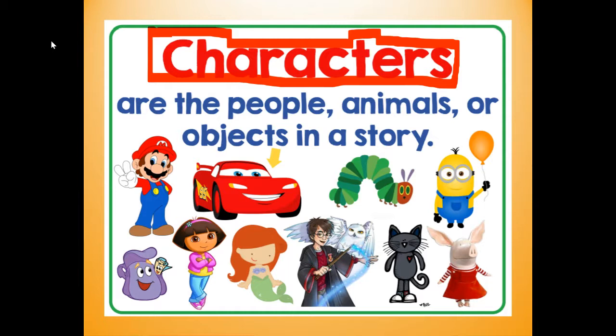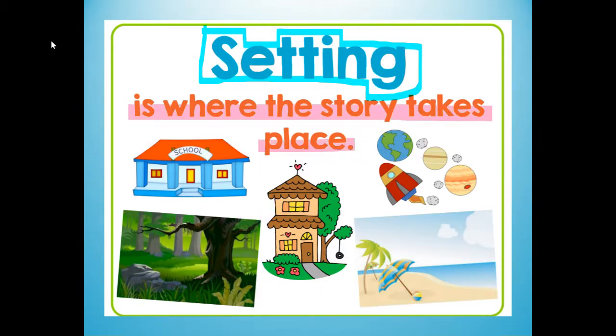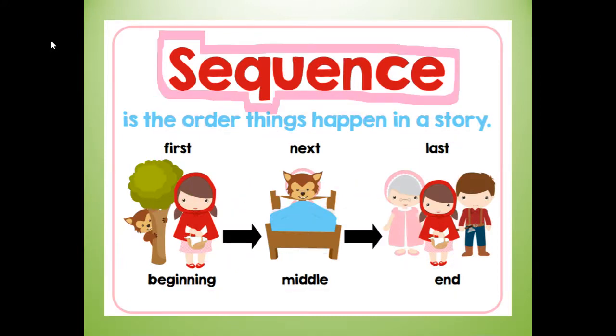Characters. Who are the characters? Characters are the people, animals, or objects in a story. Setting. What is the setting? Setting is where the story takes place. Sequence. What is sequence? Sequence is the order things happen in a story. You're going to write these sequence words in your retell. First, next, last. Or you could say beginning, middle, and end of the story.